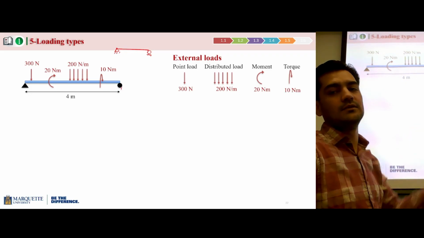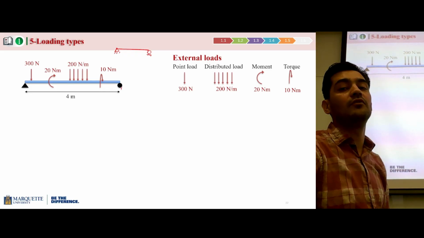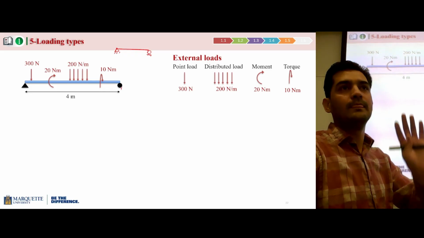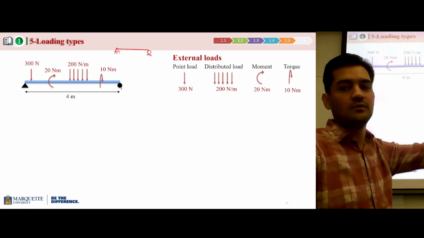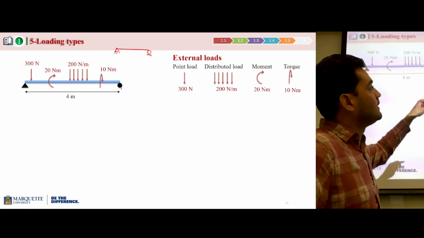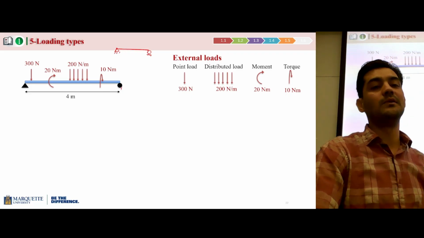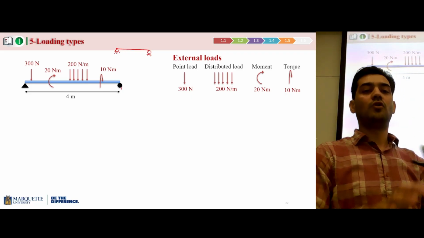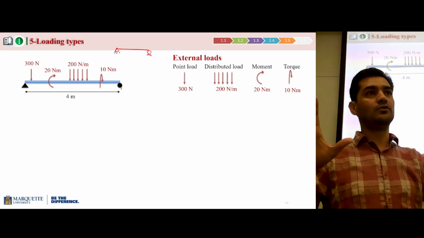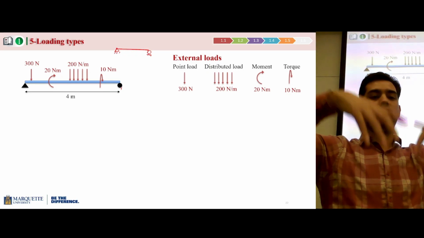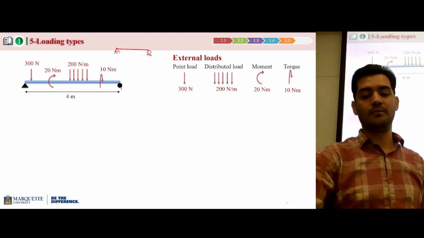And there's another, which is torque. Torque is a kind of moment, a kind of load that causes rotation. In this example, 10 Newton meter is torque, which is being applied onto that simply supported beam. All these kinds of loads are external loads. They are being applied externally onto that simply supported beam.